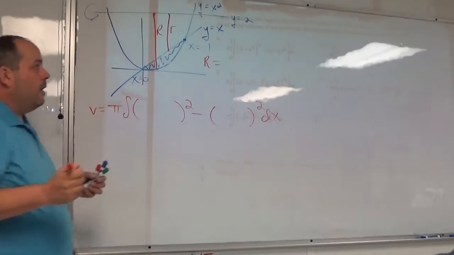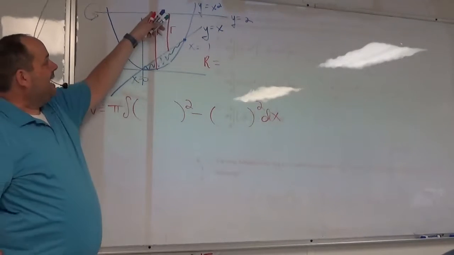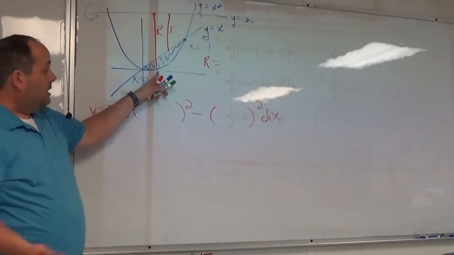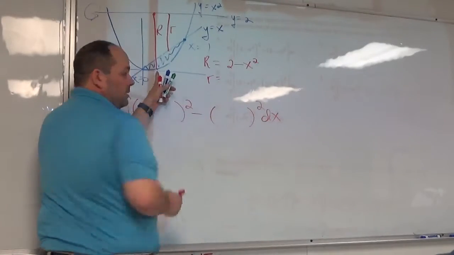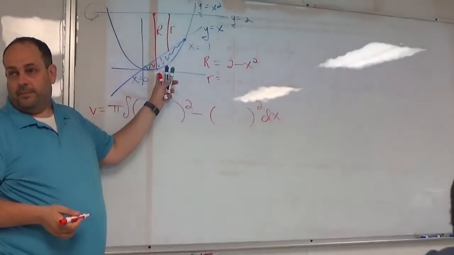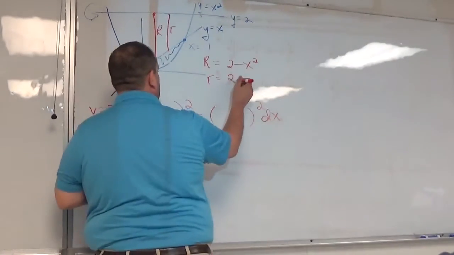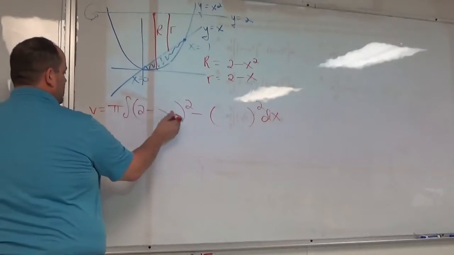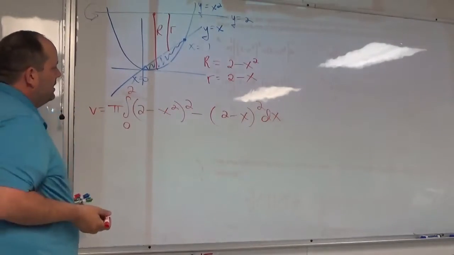Whoa. All three completely different things you said are wrong, unfortunately. Big R, you're starting on the line y equals 2, you're going down to the parabola. It's 2 minus x squared. Right, top minus bottom. Little r, you start on the axis of rotation, you go all the way down to the line, 2 minus x. So then your setup is (2 minus x squared) squared minus (2 minus x), the whole thing squared. You're going to integrate from 0 to 2.